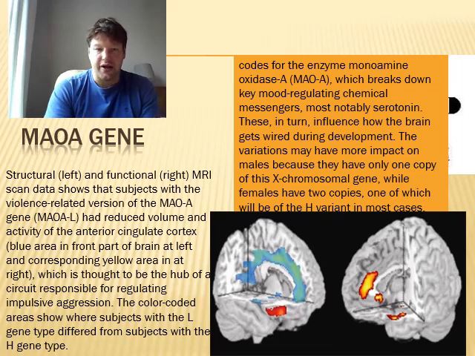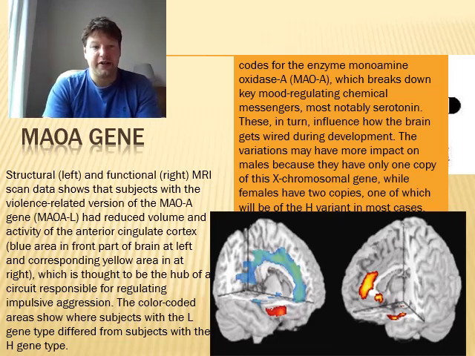Do you need to know any of that? No, you just need to know that there is a difference in the brain, in the cortex probably is a good word to get, when you have this MAOA or warrior gene. Had reduced volume and activity in the anterior cruciate cortex, blue area in the front of the brain at left, and corresponding yellow area in right. So you've got the two different things that are happening there, and it's just showing you, which is thought to be the hub, the circuit responsible for regulating impulsive aggression.